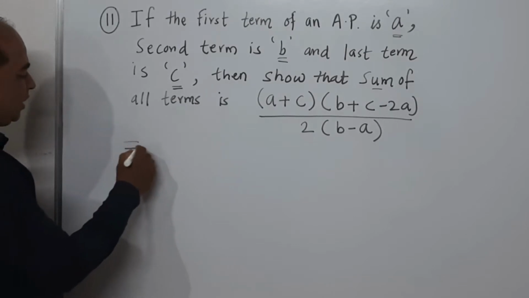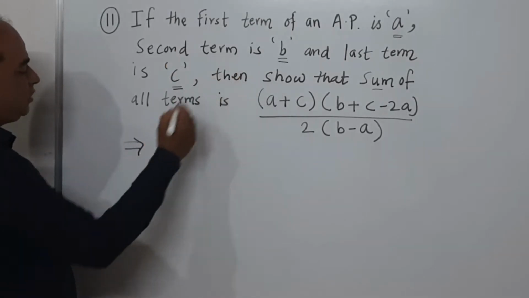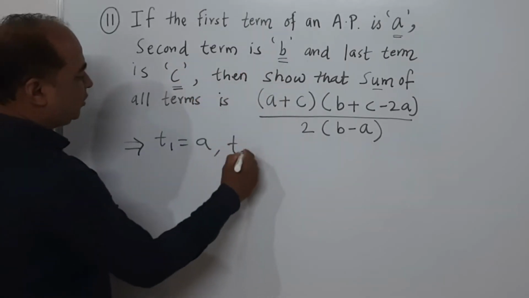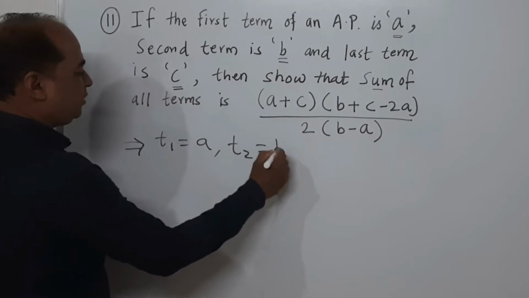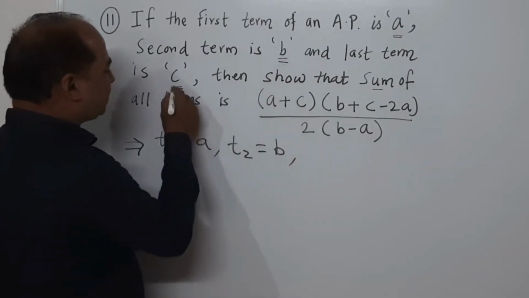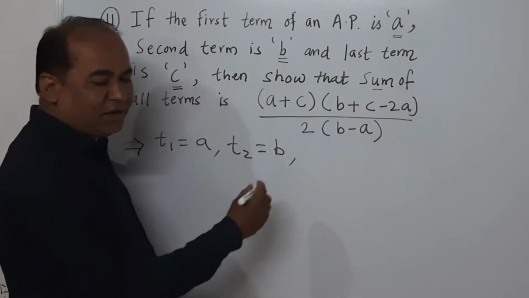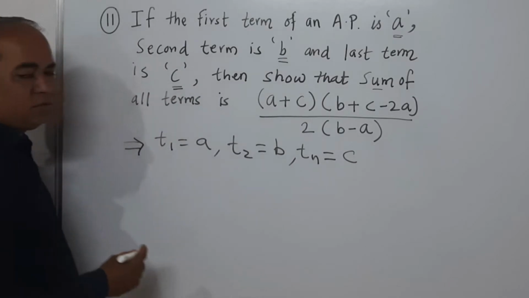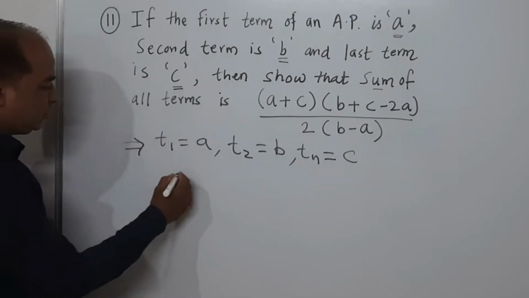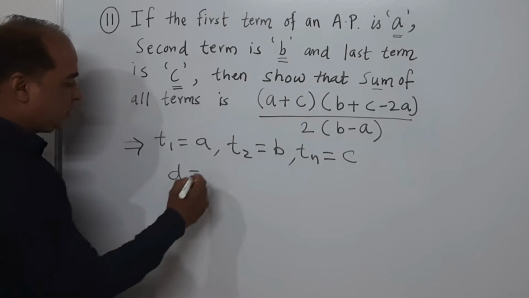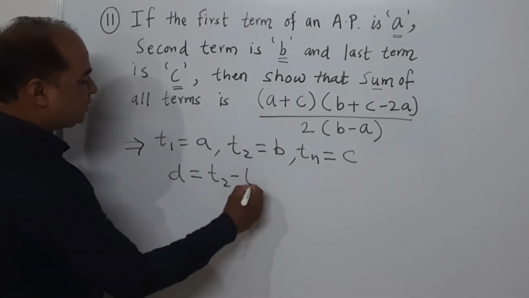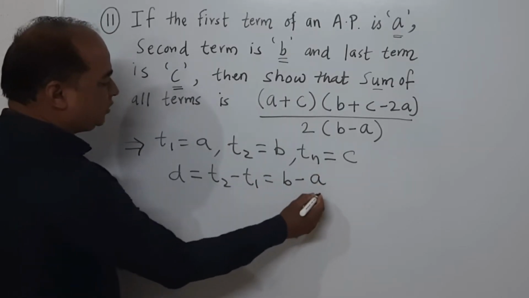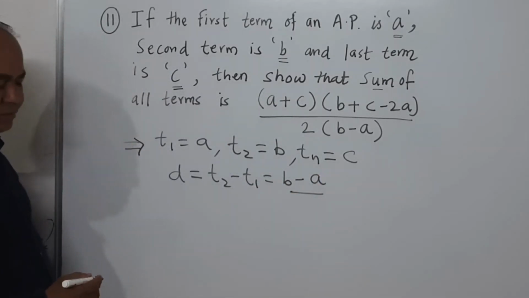So here the given thing is the first term, that is T1 is equal to A, the second term T2 of the AP is B, and the last term is denoted by Tn, so Tn is equal to C. Now, as it is an AP, the common difference D between two terms is T2 minus T1, which is equal to B minus A. So D is equal to B minus A.